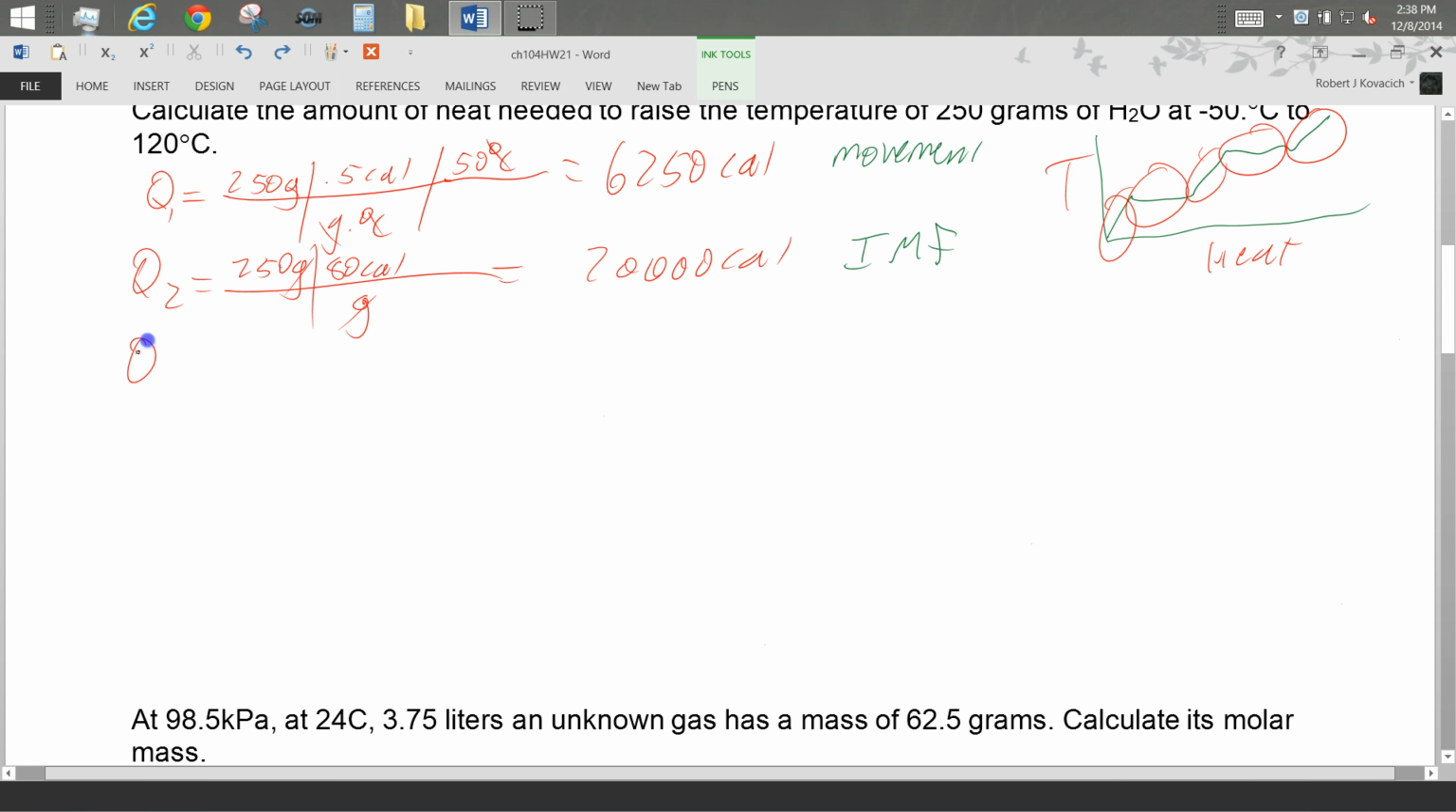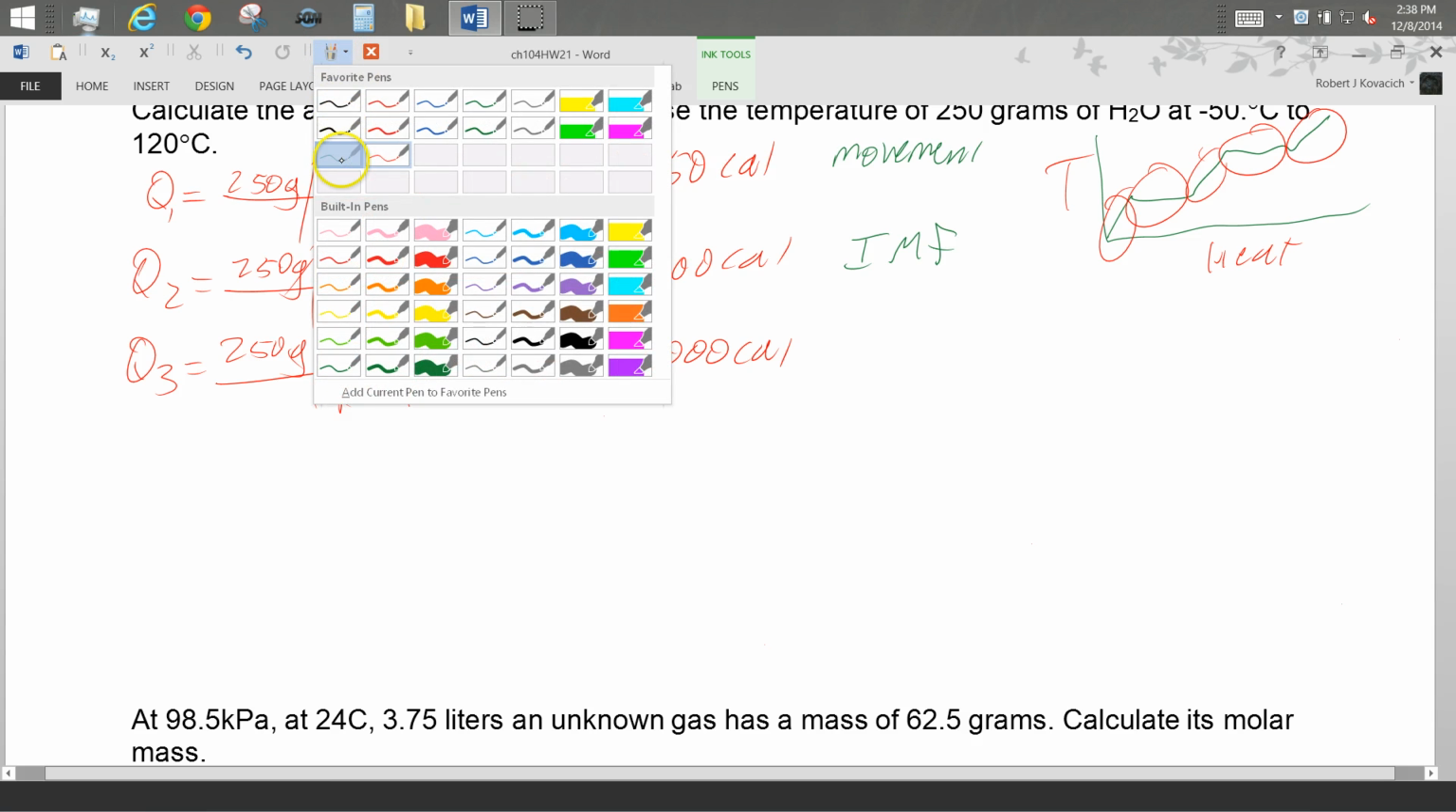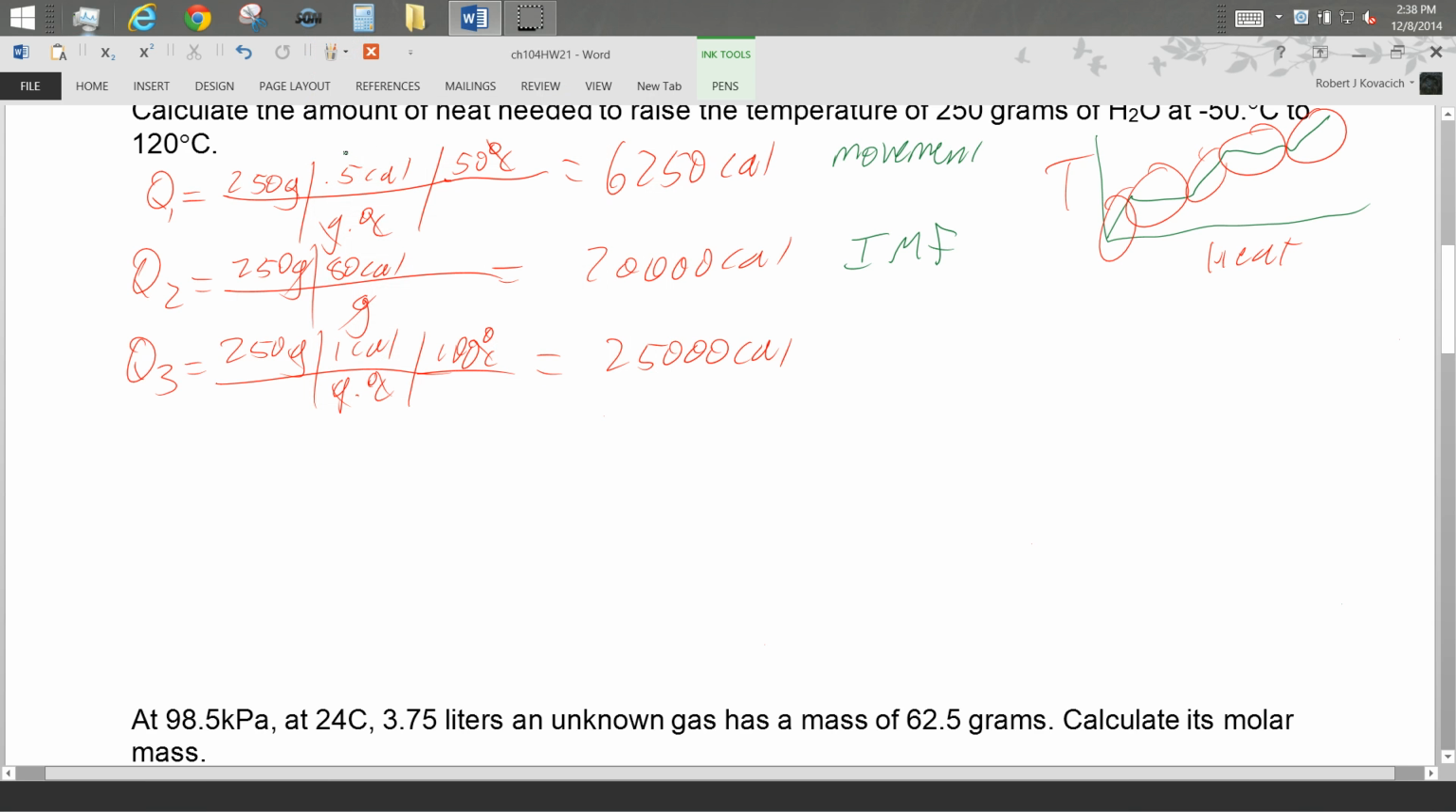All right, so my Q3 is still this 250 grams, and it's 1 calorie per gram degree C, because that's the specific heat for liquid water, and it's 100 degrees this time. So the degrees C cancel and the grams cancel, and I get 25,000 calories. So what is this 25,000 calories being used to do? Move the molecules. Move them more. So movement.